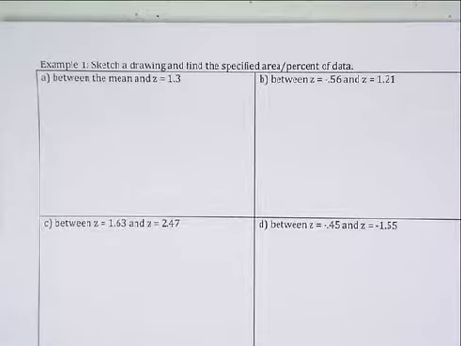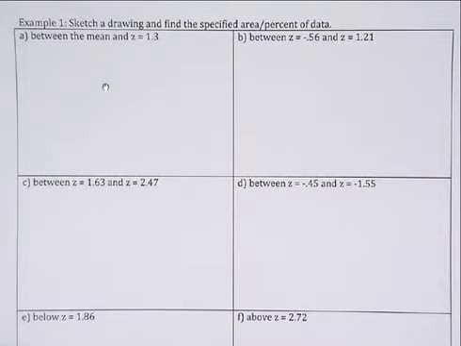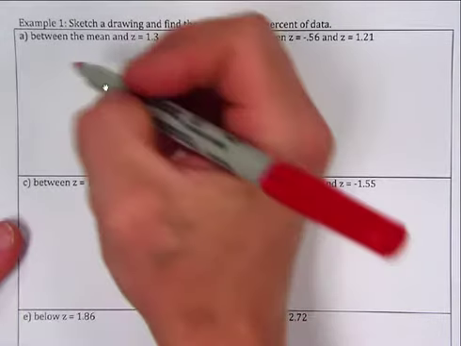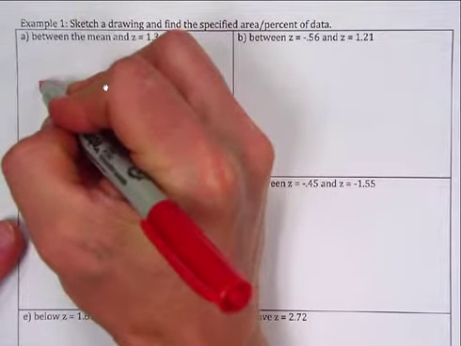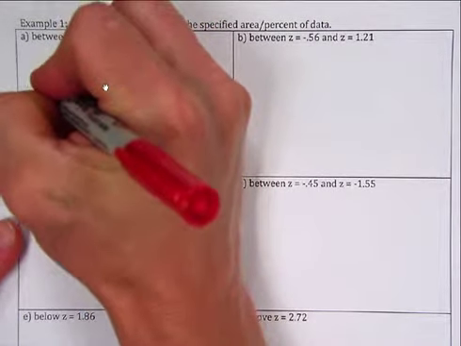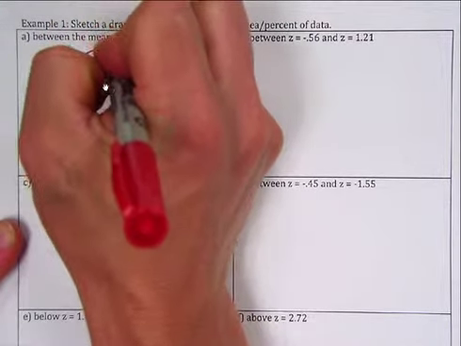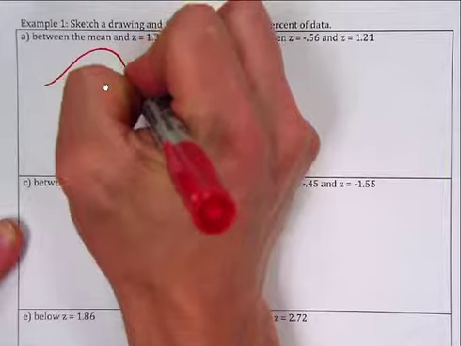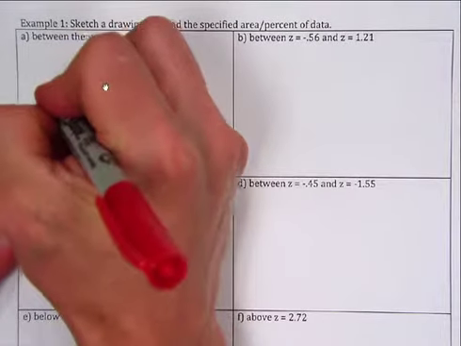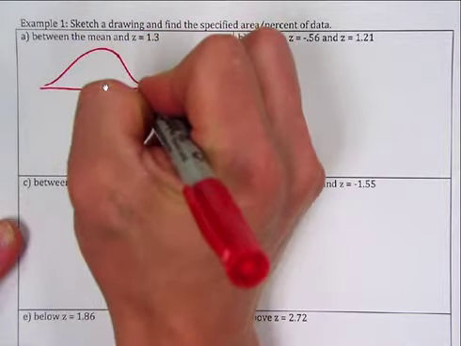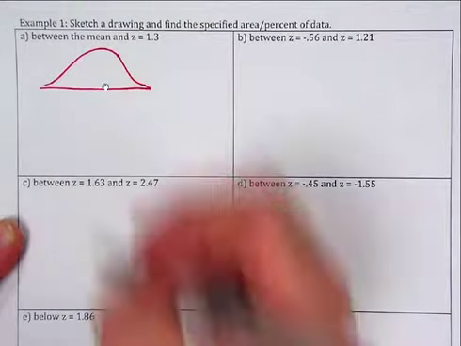It says sketch a drawing and find the specified area or percent of data. So the first one is between the mean and a z of 1.3. So we're just going to sketch a normal distribution here. Don't worry if your pictures aren't all that great right now. We just want to be able to get the general idea.